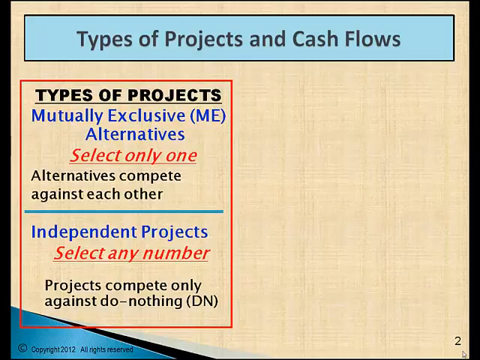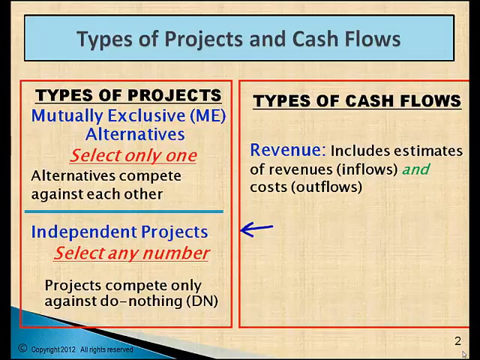If more than one project can be selected, that is, if one or two or three or all projects can be funded, they are called independent projects. In this case, each project competes with the do-nothing, or DN, project, not with other projects. The DN project is the status quo. It has no additional cash flows or changes in the currently observed rate of return. What is there now stays, whether it is nothing or an in-place activity.